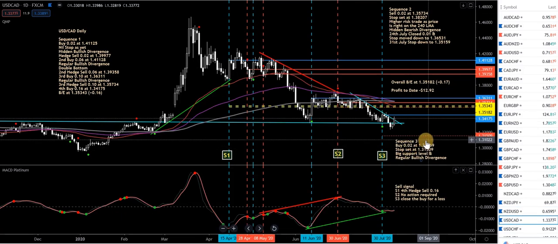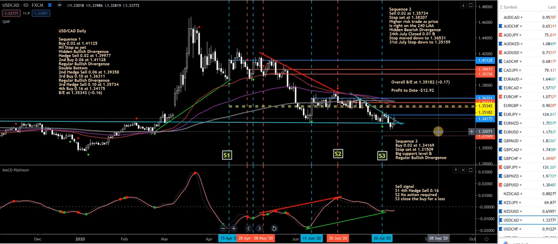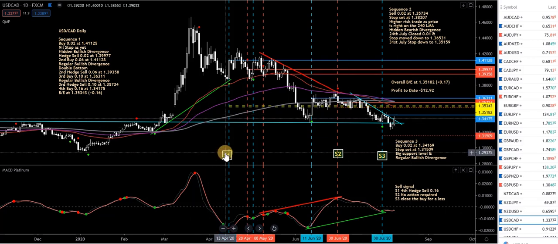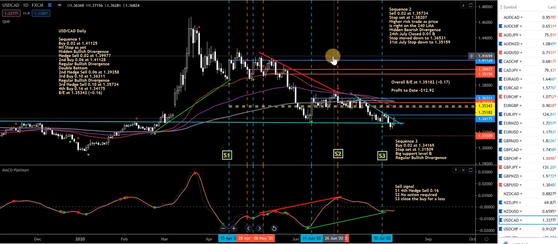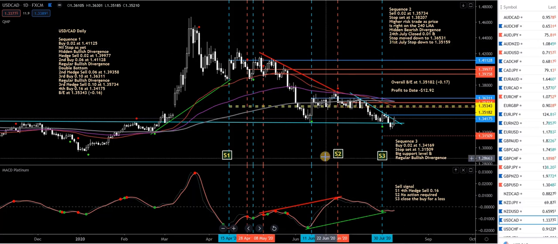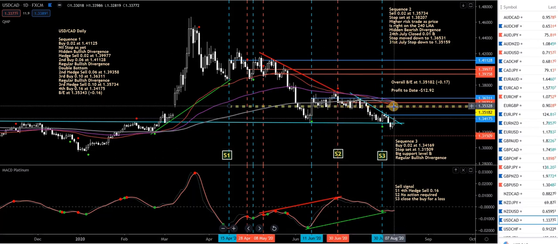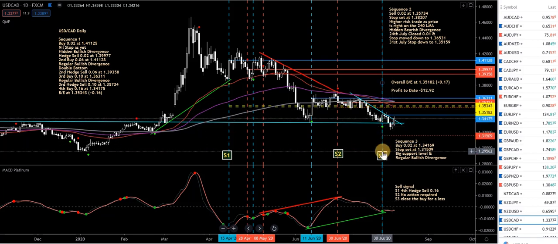USD Cad, this is one pair I will be ditching once I clear this sequence. I'm in 3 sequences. And I think one of them's got a stop in place. Yeah. Sequence 2 is a sell in here somewhere. Got a stop in place, so I think it's taken out, that's fine. Sequence 3 is a new buy, which I took in here.